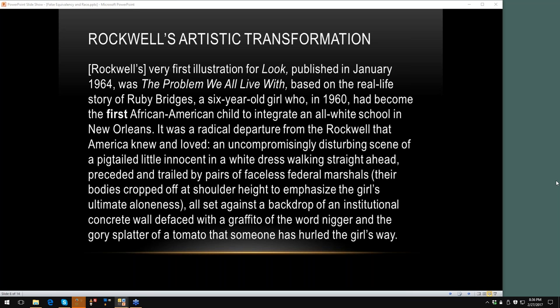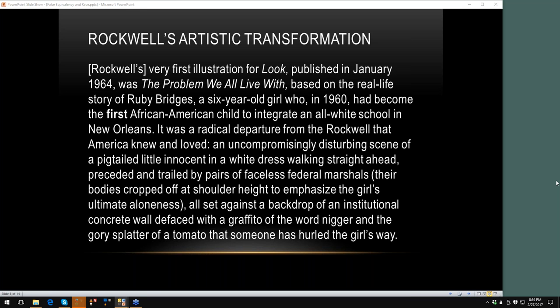So this is a really radical departure for Rockwell. He never did anything controversial. He never really did anything political or this socially engaged. And he was deeply, I mean, Rockwell loved America, and this was what he did for all of his life. So he took on something that was, I think, difficult for him.